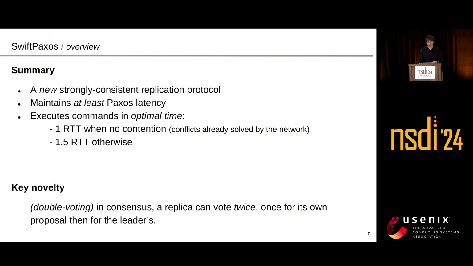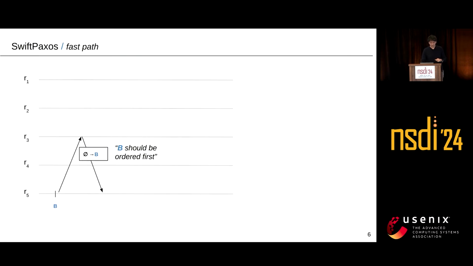The key novelty of SwiftPaxos is its ability to do a double vote. That is, during agreement, a replica can vote twice. It can vote for its own proposal and vote again for the proposal of the leader.